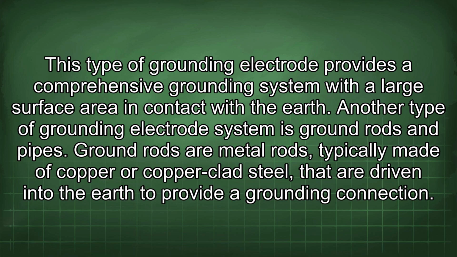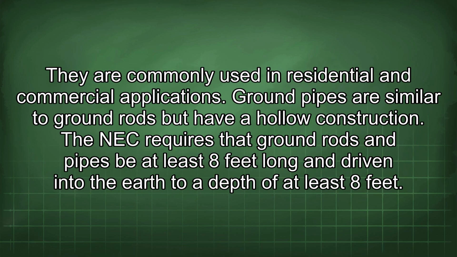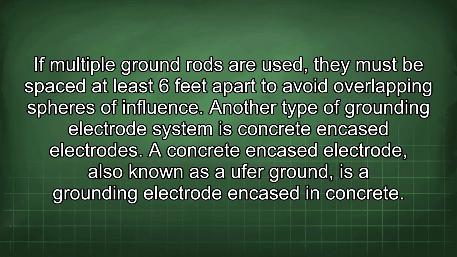Another type of grounding electrode system is ground rods and pipes. Ground rods are metal rods, typically made of copper or copper-clad steel, that are driven into the earth to provide a grounding connection. They are commonly used in residential and commercial applications. Ground pipes are similar to ground rods but have a hollow construction. The NEC requires that ground rods and pipes be at least 8 feet long and driven into the earth to a depth of at least 8 feet. If multiple ground rods are used, they must be spaced at least 6 feet apart to avoid overlapping spheres of influence.